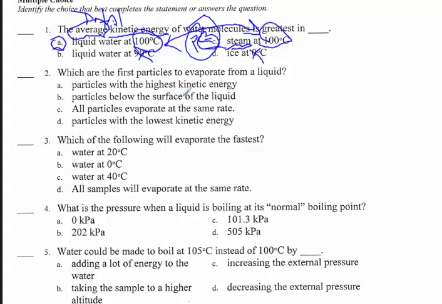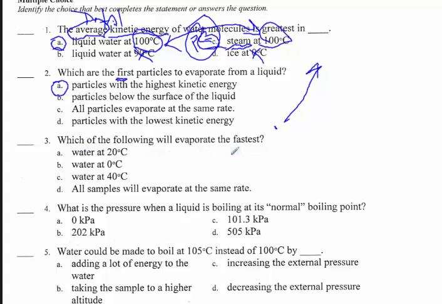Okay, number 2. Which are the first particles to evaporate from a liquid? Well, you can imagine the ones that are going to evaporate the fastest are the ones that have a lot of speed. And so the ones with the highest kinetic energy tend to evaporate the first. And that leaves everything behind cooler. That's why evaporation cools things. So particles with the highest kinetic energy are surely the ones that will leave the first.